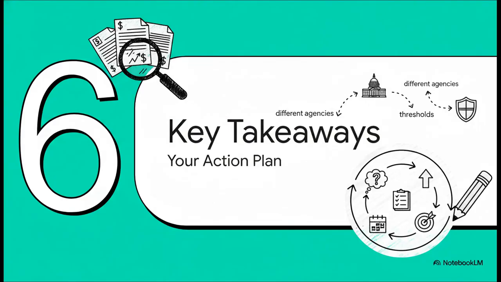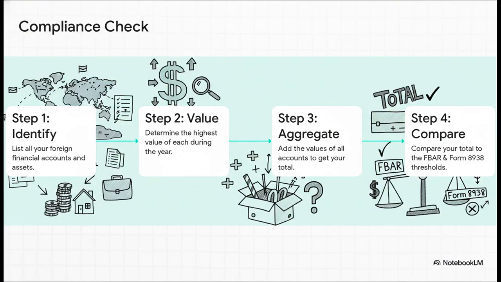Whew, okay, I know that was a lot. We've covered different forms, different rules, different agencies. So how do you actually put all this together and figure out what you need to do? Let's make a simple action plan. It really boils down to this straightforward 4-step process.